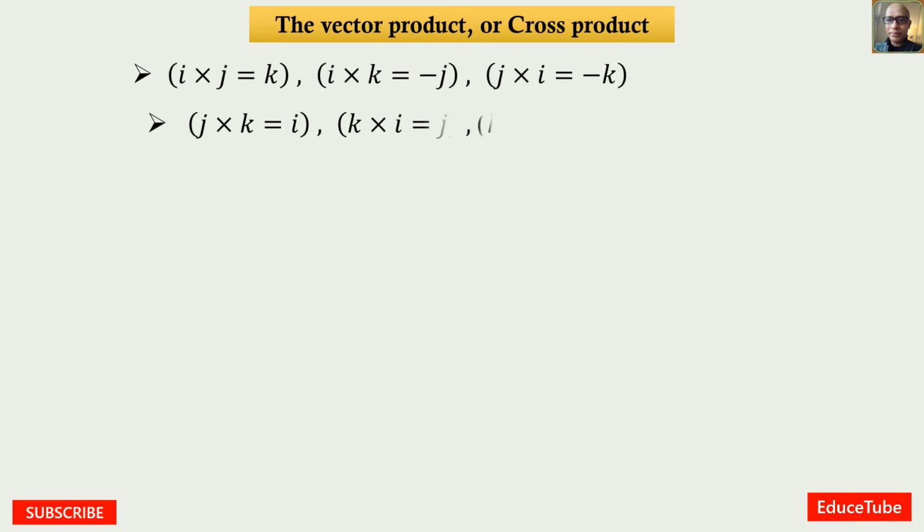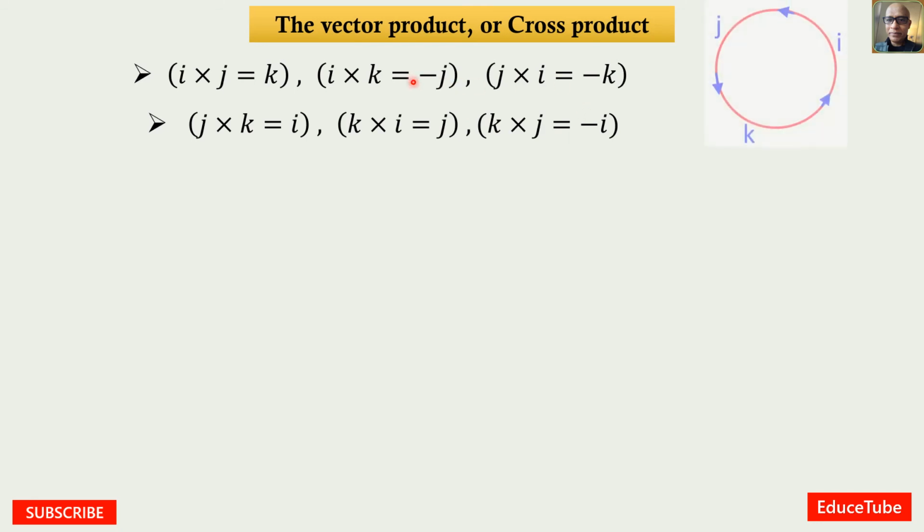So here I have mentioned it very clearly that if it is i cross j, it is k. If it is j cross k, it is i. If it is k cross i, it is j. So all are positive. But when we are getting in reverse, i cross k or j cross i or k cross j, the value is same but only a negative sign will be added.